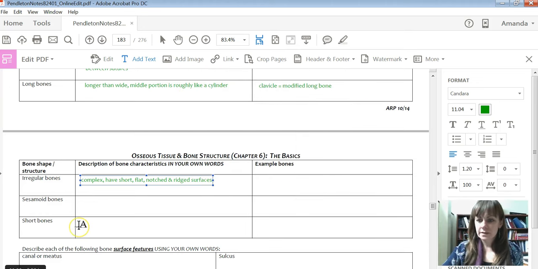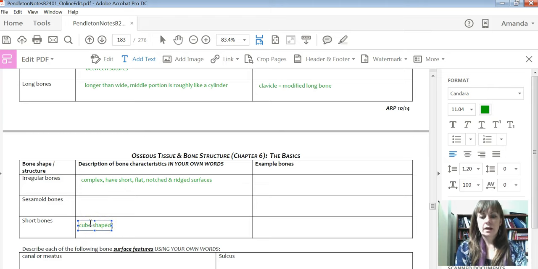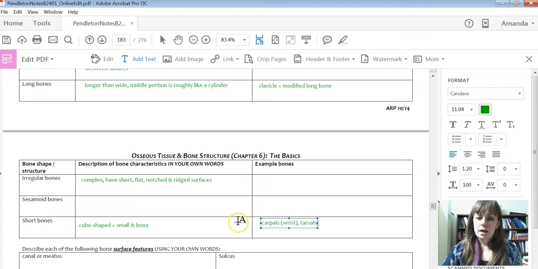I'm going to skip sesamoid for a minute, and go here to short bones. These are generally going to be cube shaped, and they tend to be small and boxy. Examples of those are your carpals, which make up your wrist bones, and also your tarsals, which make up parts of your foot.